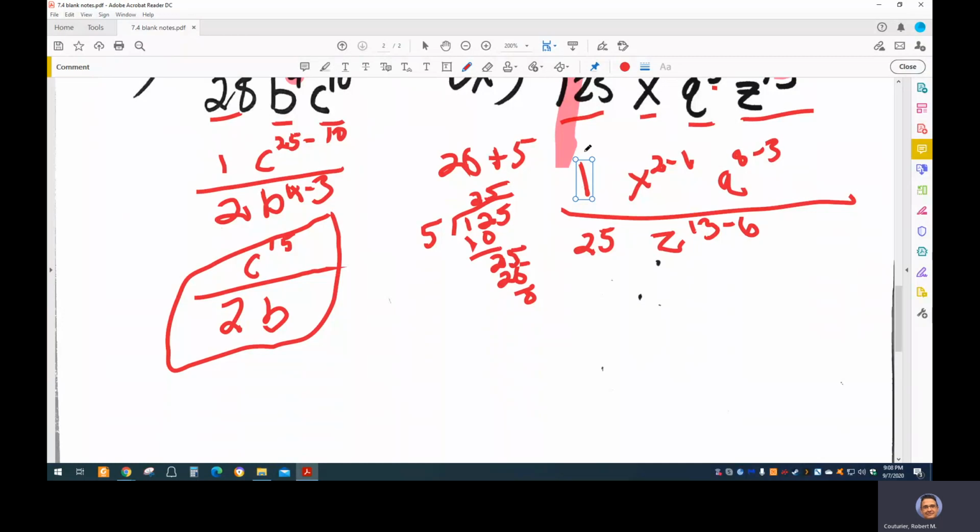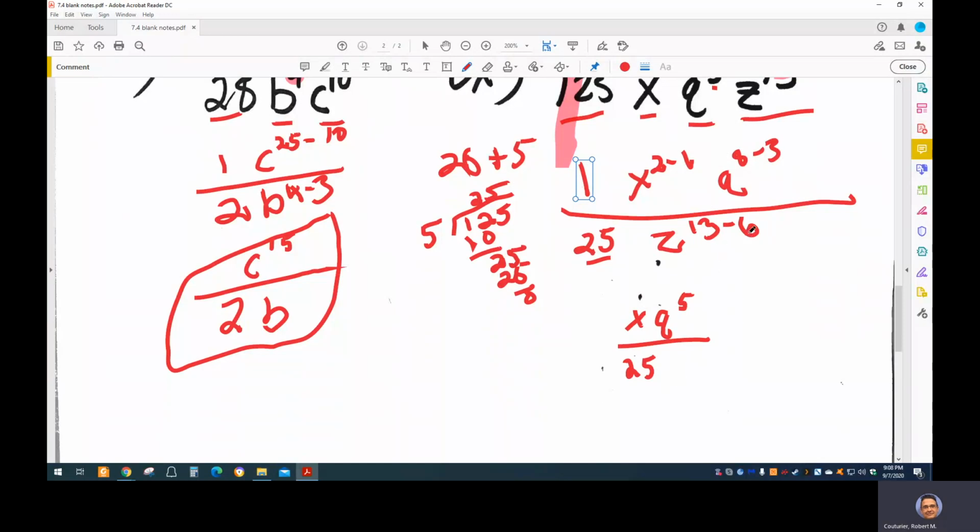All right, now we cleaned it up. Well, there's no need for the 1 because we have other stuff up in the numerator. So we have an x. Well, 2 minus 1 is 1. We don't write that. We have a q. 8 minus 3 is a 5. The 25 is just coming along for the ride. And 13 minus 6. Please don't be confused by these, guys.